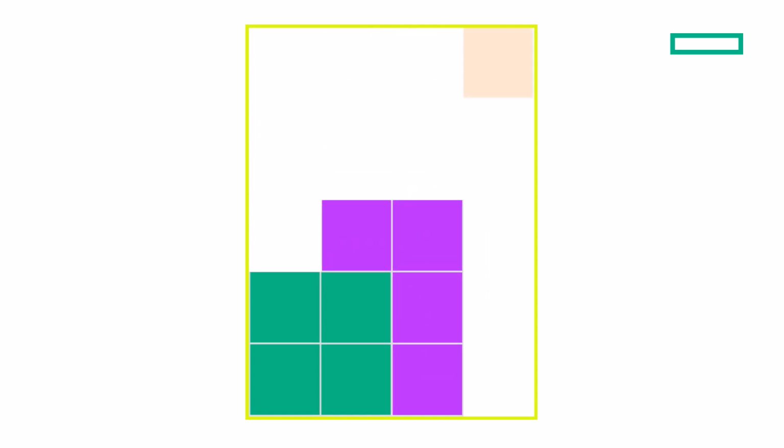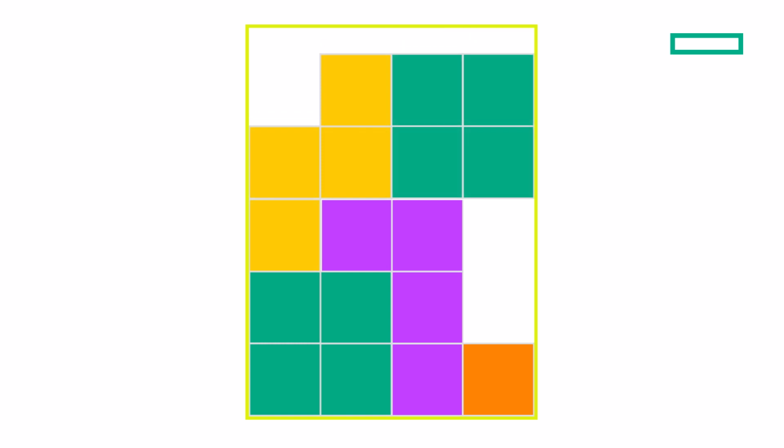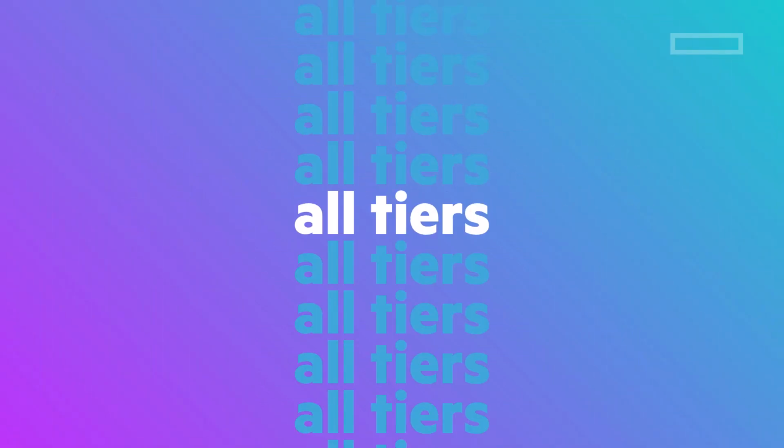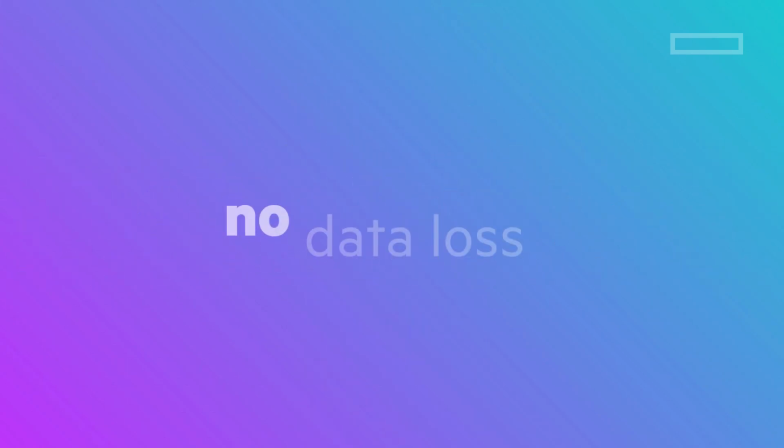On top of it all, organizations have been adding solutions piecemeal to address these issues over time, one at a time. That's resulted in a patchwork of solutions that are disjointed, siloed, and require manual handling. And that costs companies a lot of money. Instead, organizations need full-spectrum data protection that's integrated across diverse architectures, for all tiers and across all SLAs, with 24/7 availability, no data loss, and no downtime.